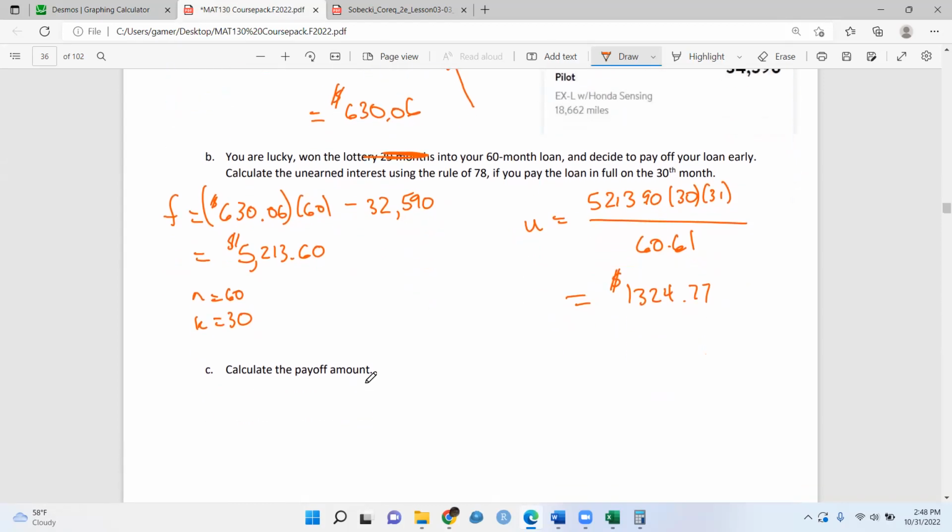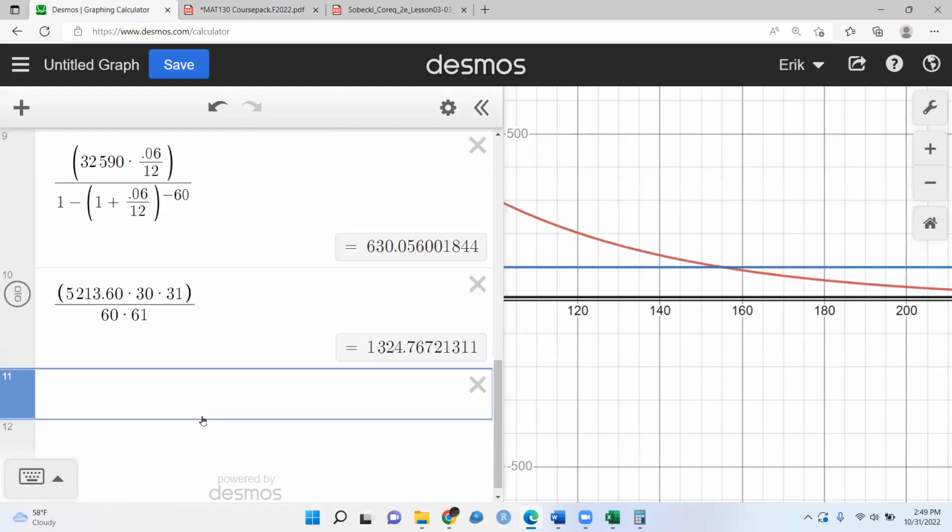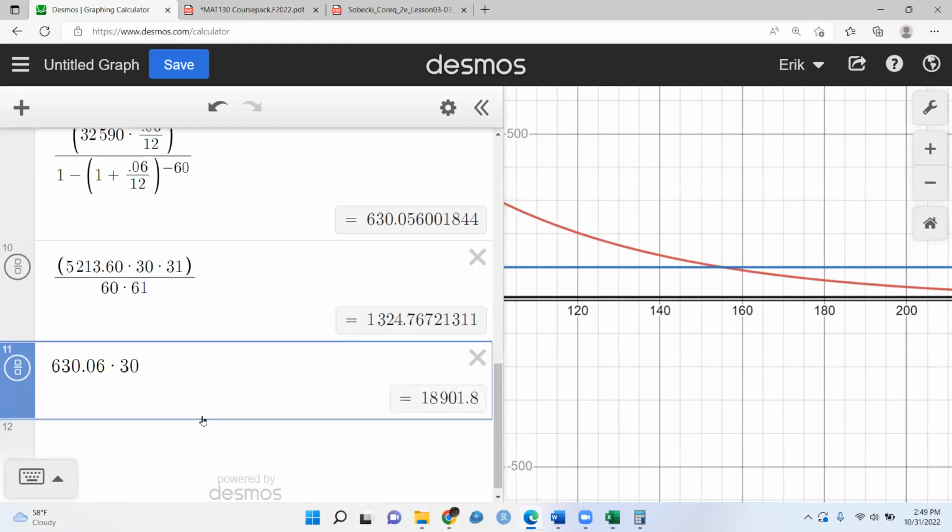Okay, so then the payoff amount, you would take this 630.06, multiply that by 30, and then subtract from it the 1324. So if you had the $44, you would be a little bit off on that. Let's see, 630.06 times 30 minus this 1324.77. You need $17,577.03 to pay it off early.